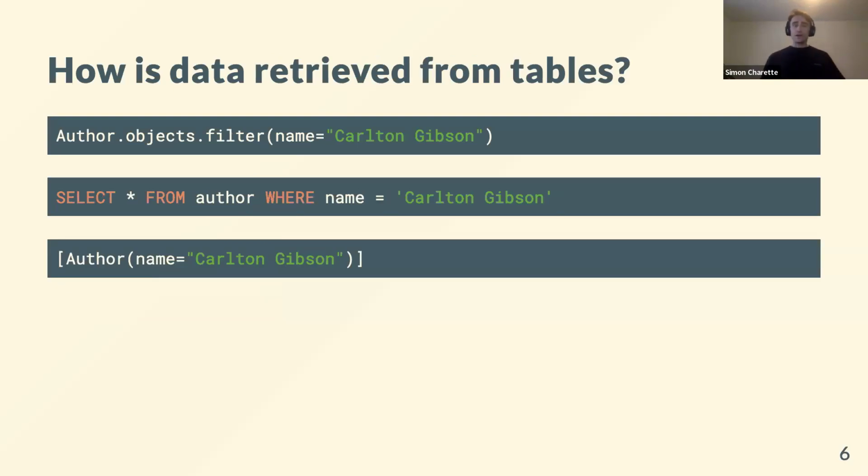Data is retrieved using an SQL statement, so that is the SELECT one in this case. If you do something like author.objects.filter by name, again Carlton here, that's going to result in this particular SQL, and you're going to get back instances of Author through that, matching your actual query.